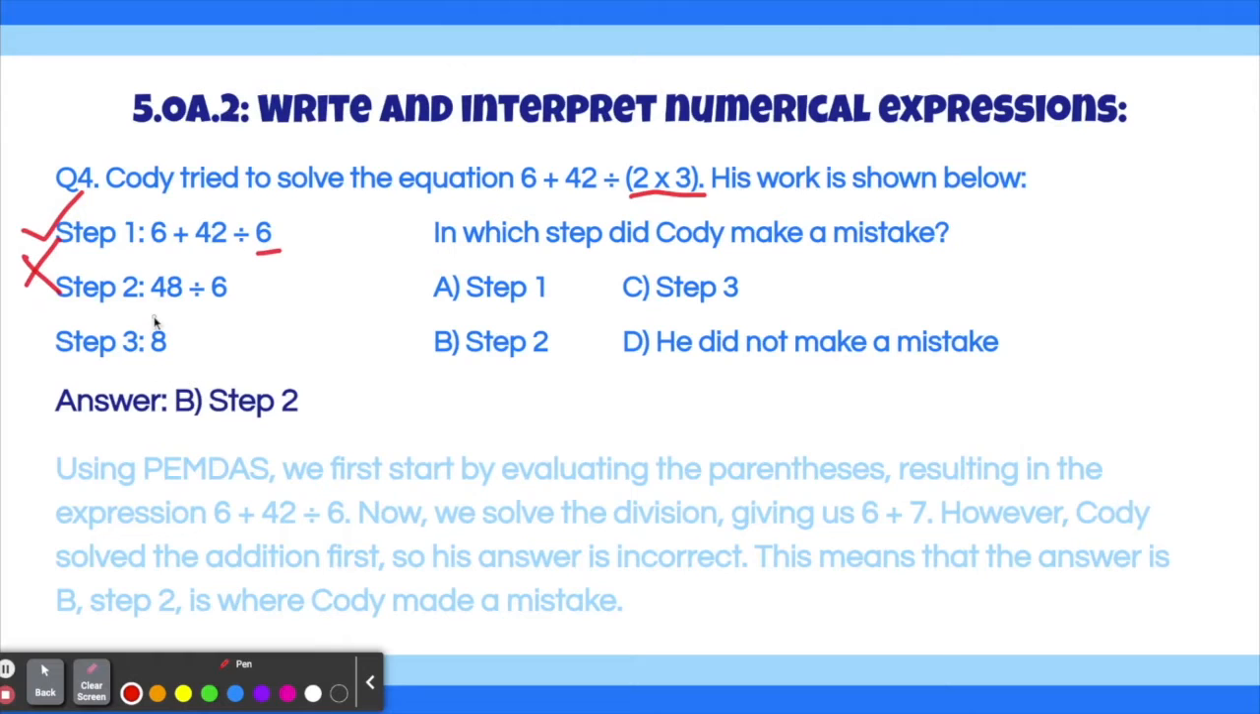So the correct work to this problem, after step 1, he would do 6 plus, and then instead of adding 6 and 42, you would divide 42 divided by 6. 42 divided by 6 is 7, right? So that means that we would get 6 plus 7. And adding 6 plus 7 together, it gives us 13, which would be the correct answer to this problem.